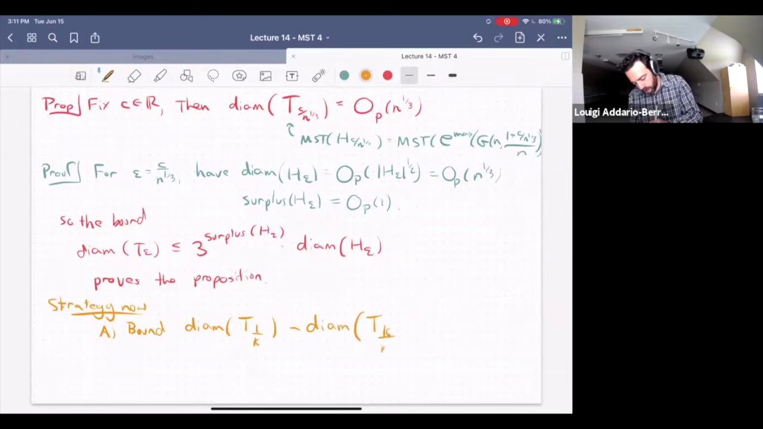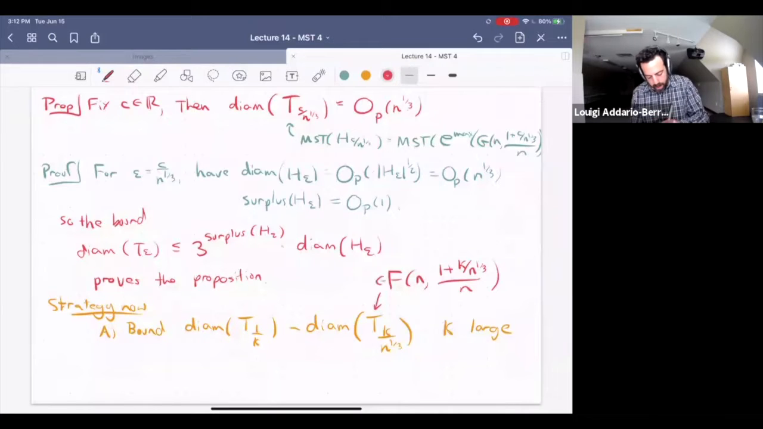So T_{k/n^3}, for some k large, right? So this corresponds to the tree in the forest corresponding to F_n, and then p is (1 + k/n^{1/3})/n. And here we're all the way up at F_n(1 + 1/k over n). Okay, so here we're still within the critical window, though almost at the end of it. And here we're practically at 1 plus constant over n, right? It's a small constant, but constant over n. Okay, so that'll be one step.